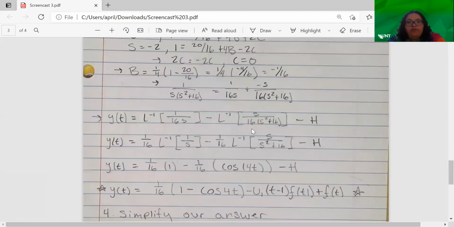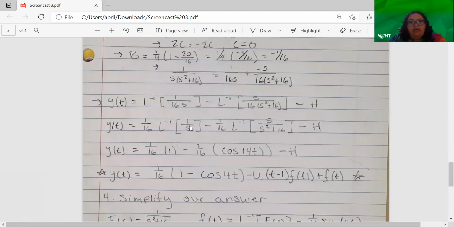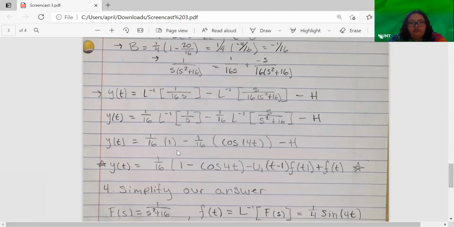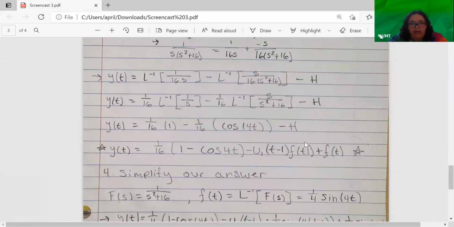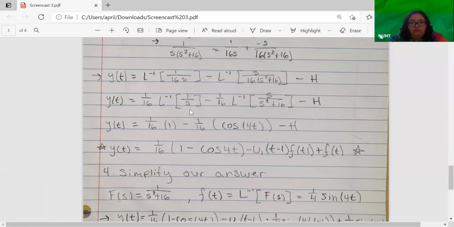Now we see that 1 over 16 occurs in both terms right here, so we take it out of each term and then solve the inverse Laplace, which is pretty straightforward. Here we get 1 over 16 times 1 minus cosine of 4t, and then our minus h, bring it back down. So this is simplified all the way. We solved the inverse Laplace. Now we can plug h back in. So this is what our answer technically is going to be.